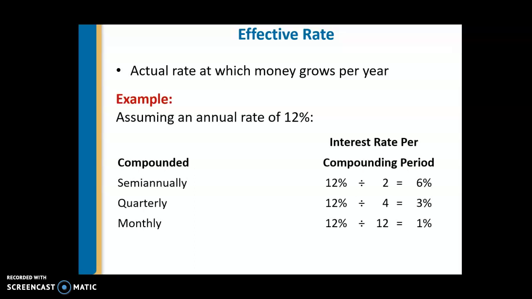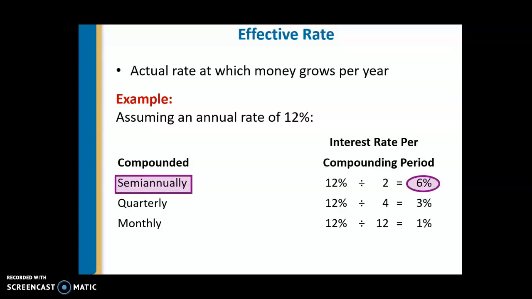Most banks compound interest more frequently than 1 year. More rapid compounding has the effect of increasing the rate of interest, and that increased rate of interest is called the effective interest rate. In situations when the compounding period is less than a year, the interest rate per compounding period is determined by dividing the annual rate by the number of periods in the year.